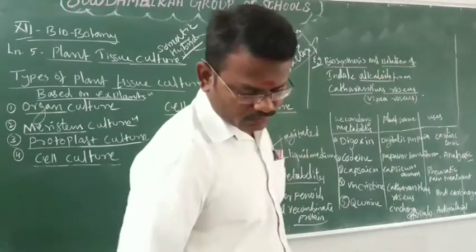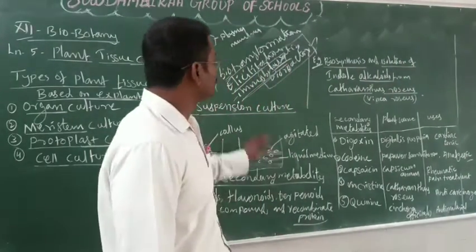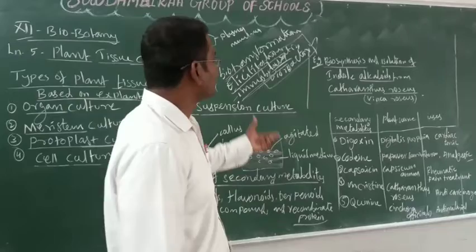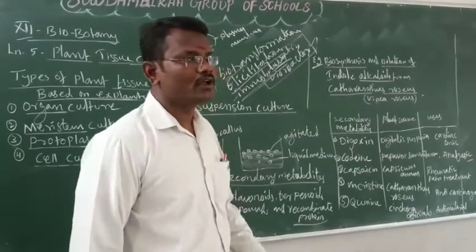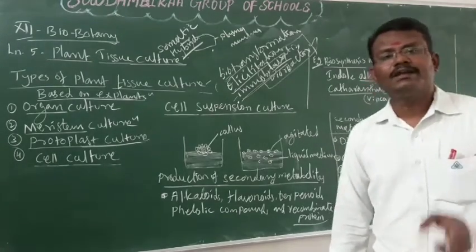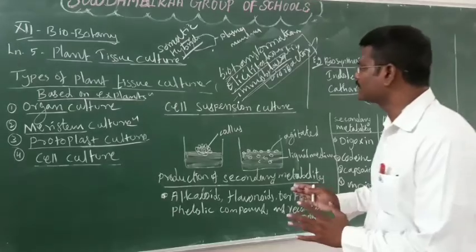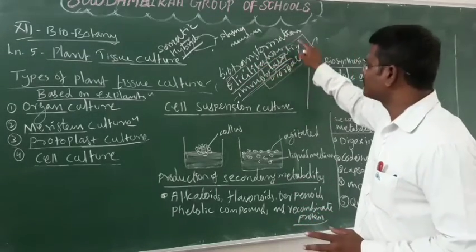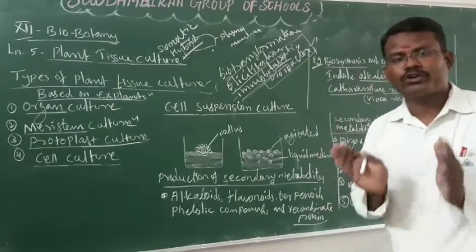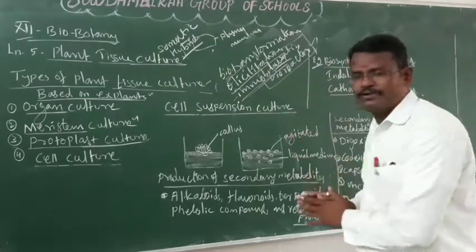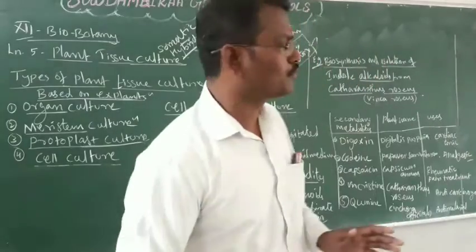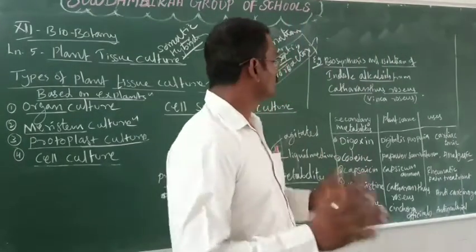It is very important to make the cell suspension culture more efficient in the production of secondary metabolites. Which of these strategies will make the suspension culture more efficient? Biotransformation, elicitation and immobilization are efficient for greater production of secondary metabolites. This is very, very important, and some secondary metabolite products are given in our textbook.